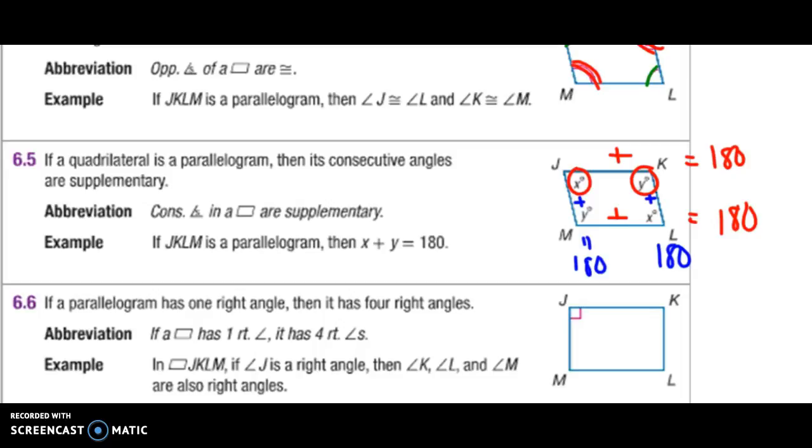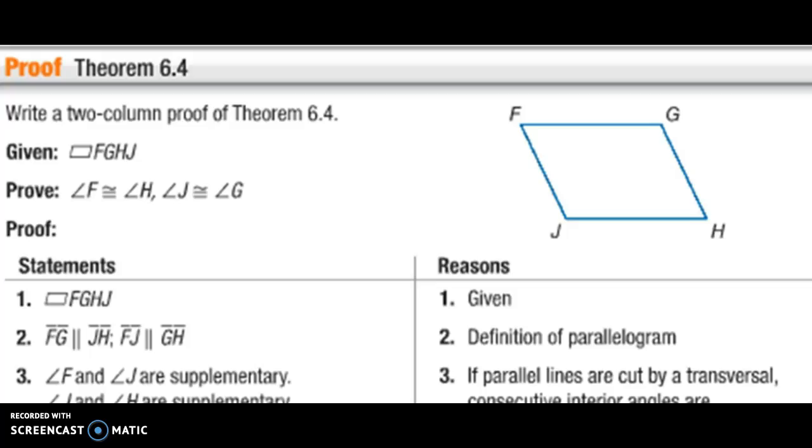Theorem 6.6 says if a parallelogram has one right angle, then all four of them are right, and that essentially has to go with 6.5, saying that if one of them is a right angle, then the other one has to be, because they have to add up to 180, so on and so forth.